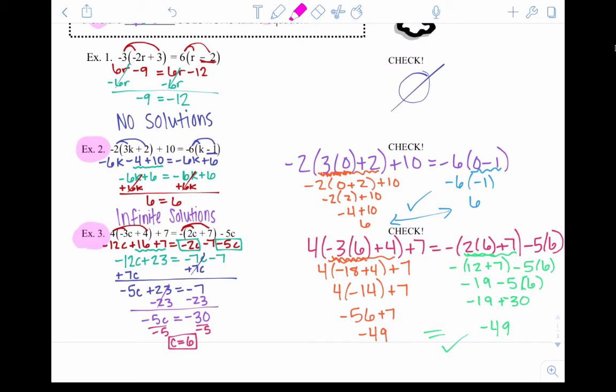The second one that we had done was infinite solutions. So that's when you solve it down, your variables cancel out, and you end up with a true statement like 6 equals 6. That's going to be infinite solutions, and you can check that. You just get to choose what number you plug in to the equation to check. The first one that we had done was no solutions, so that's where you work it out. Your variables cancel out, and you're left with a false statement like negative 9 equals negative 12. That's not true, so there's no solutions, and you don't even have to do a check for that one.